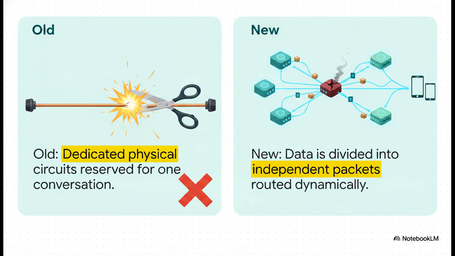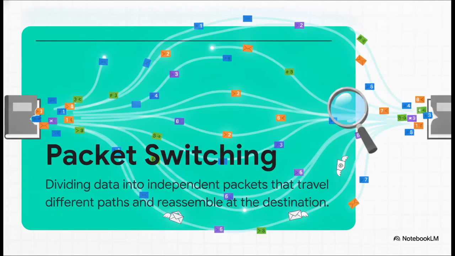Okay, let's dive into this by directly comparing the old way of doing things with the new. Back in the early days of telecommunications, if you wanted to make a phone call, the network literally reserved a dedicated, continuous physical copper wire just for your specific conversation. If that single wire got cut, boom, your call dropped, period. It was super rigid and honestly highly inefficient. The internet just couldn't scale that way. It desperately needed a modern, flexible solution, something that could survive network failures and handle billions of simultaneous connections. And that solution became the very backbone of the internet we use today. That brilliant solution is called packet switching.